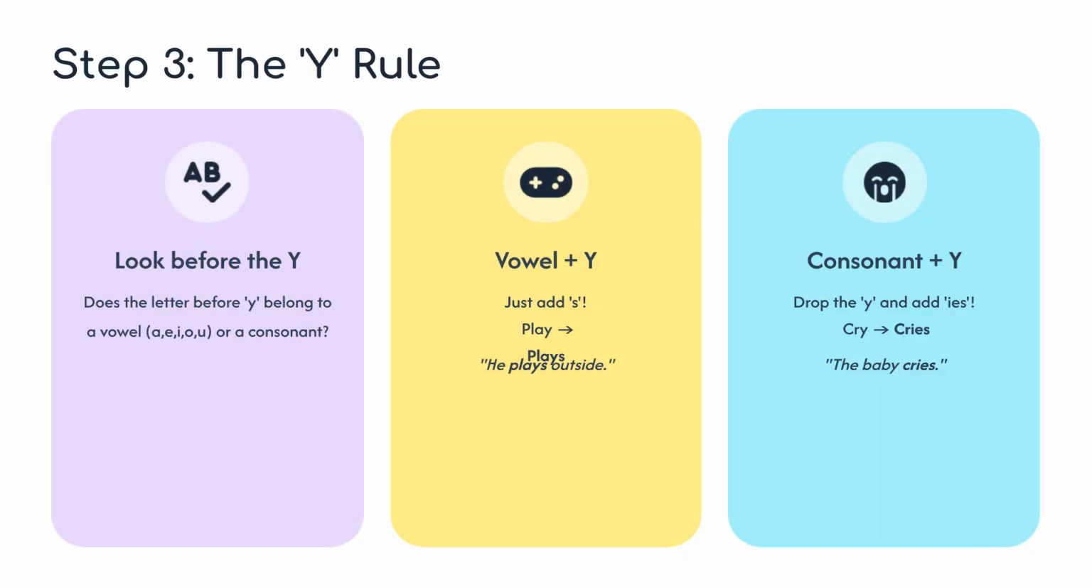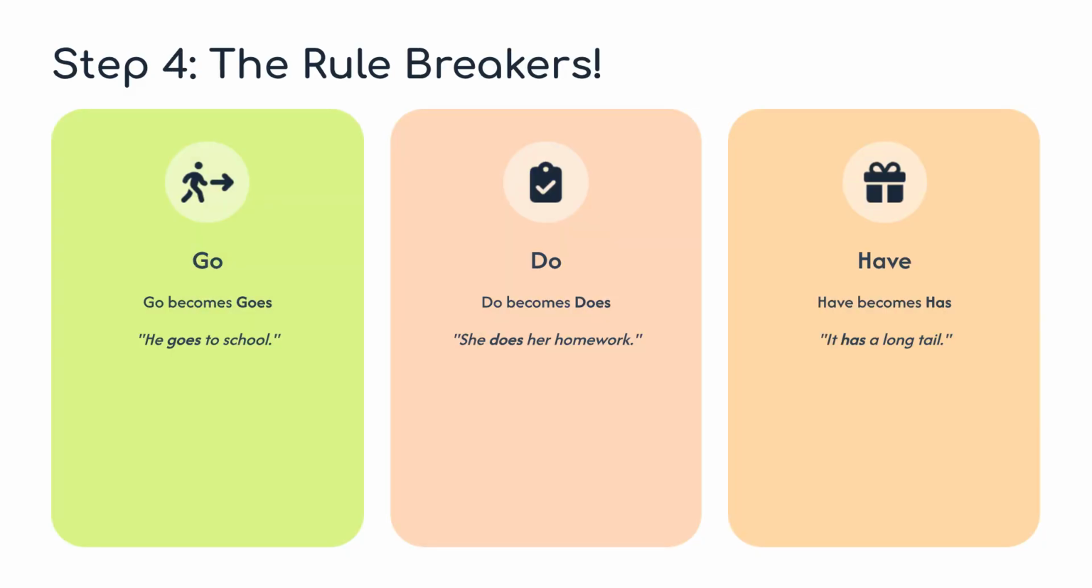Step 3 is the Y rule. Look at the letter before the Y. If it's a vowel, just add S. If it's a consonant, drop the Y and add IES, like in the baby cries. Step 4 covers the rule breakers. Some common verbs have irregular forms, such as go becoming goes, do becoming does, and have becoming has.